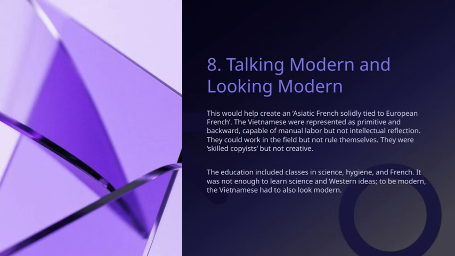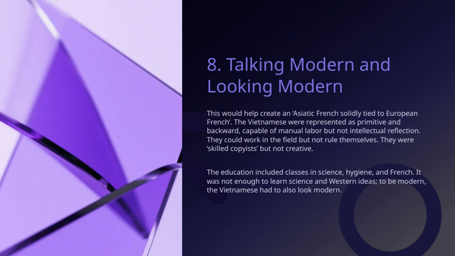So the education that was provided included classes in science, hygiene, and French. However, this education alone wasn't enough to fully embrace modernity. To be seen as truly modern, the Vietnamese also had to look modern outwardly. This was part of a broader strategy to create what was called an Asiatic French, a version of the Vietnamese that was firmly connected to European French ideals.